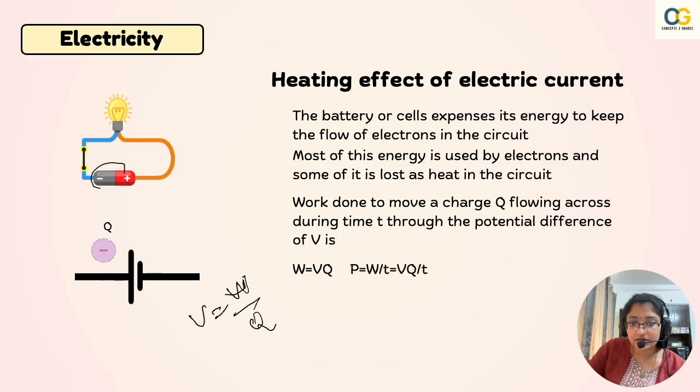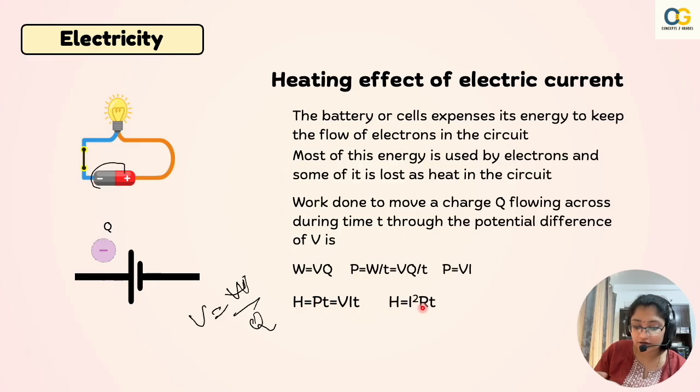So if this is my work done, power is nothing but work done by time. So work done, which is VQ, divided by t, right? Then I will write Q by t as I. So power is nothing but V into I. So this power into time is called energy. Power into time is energy. In this case, I am going to call it heat, H. So now heat will be VI into t.